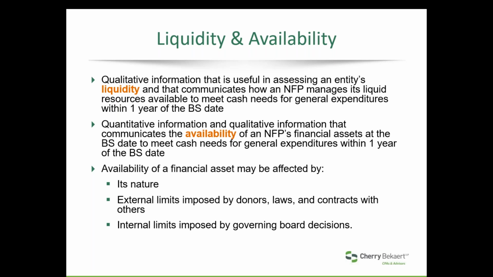So you may be thinking, what exactly does that mean? Liquidity relates to types of assets an organization has and the maturity of those assets, as well as how an organization uses those items to meet current obligations within 1 year. Whereas availability speaks to what resources are available for use, which could be affected by its nature, external limits imposed by donors, laws, and contracts with others, or internal limits imposed by governing board decisions.